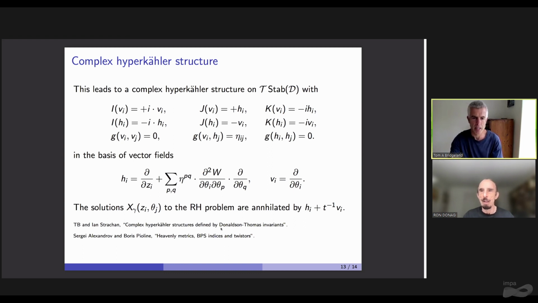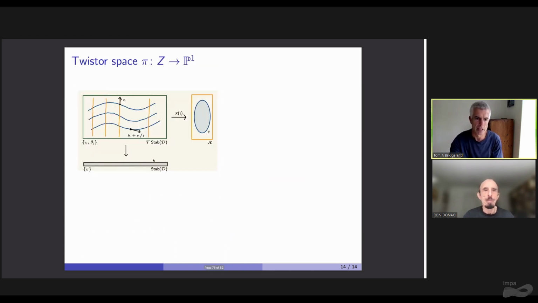Okay, so I'm out of time. So let me skip the last slide and just go back to that. Yeah, okay, so maybe I'll just show it here. So I was going to talk about the twistor space, but I don't have time. But this is the picture that we've already discussed once, but with just the extra label.